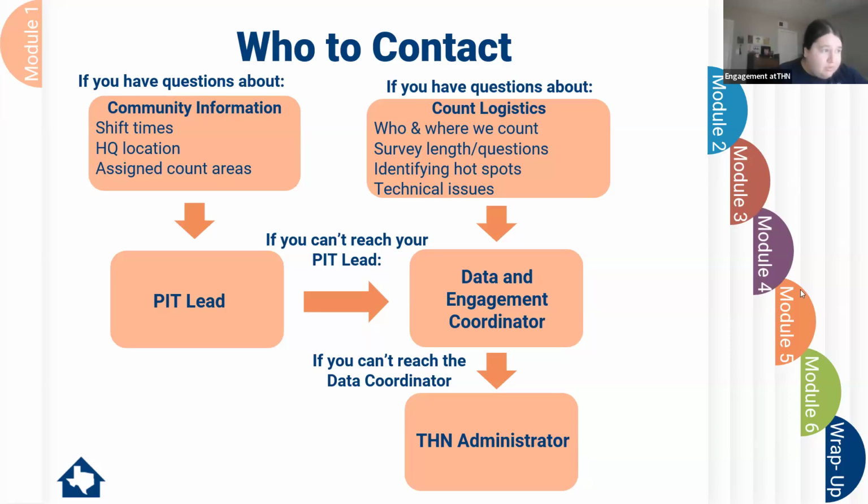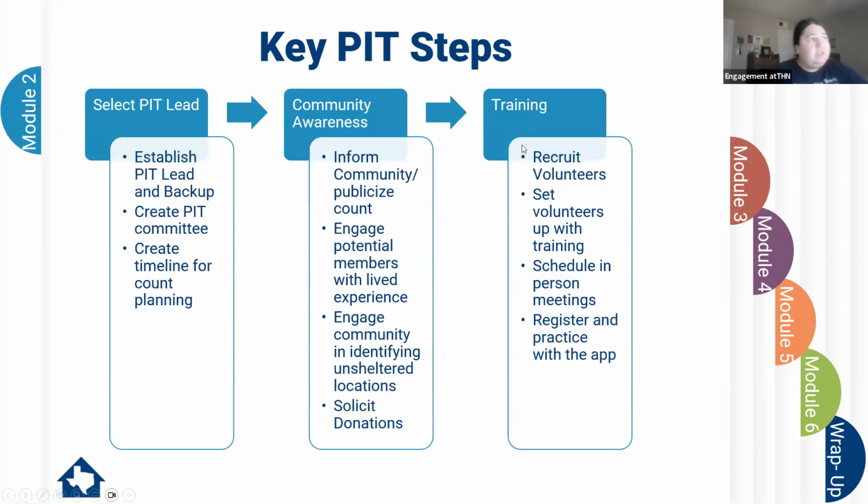All right. Let's talk a little bit about some broad key PIT steps here. The first step we want to do is to establish a PIT lead. So we want to make sure that we sign up our PIT lead and backup, which y'all have already done if you're here. Create a PIT committee, start creating a PIT committee within your LHC or within your organization, and then create a timeline for your count planning.